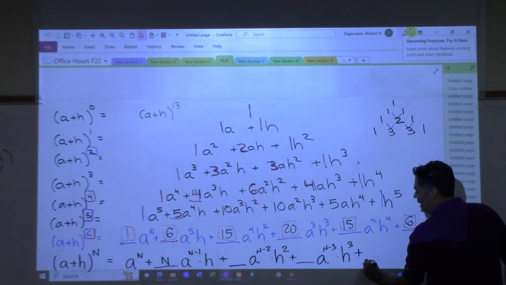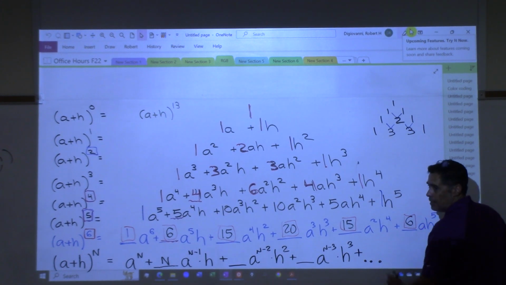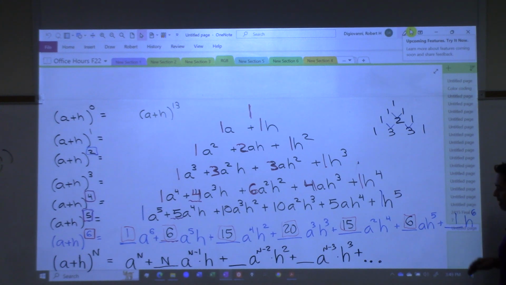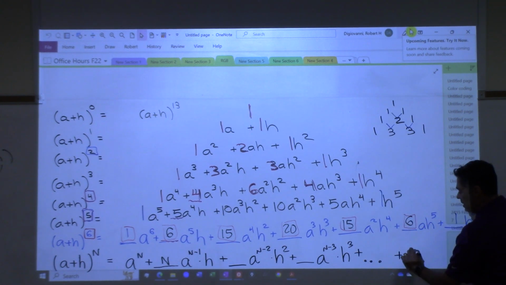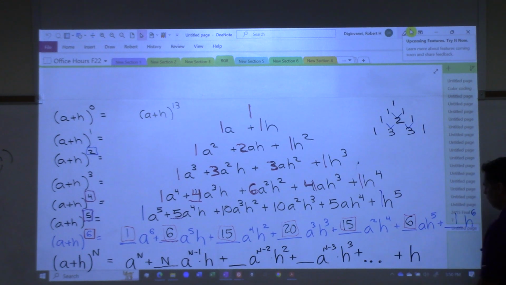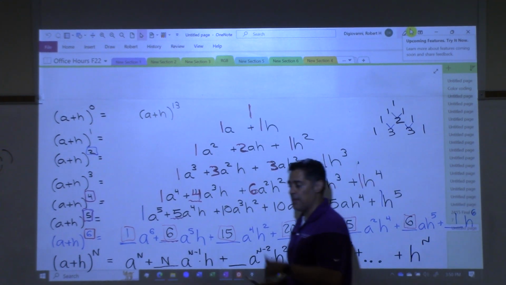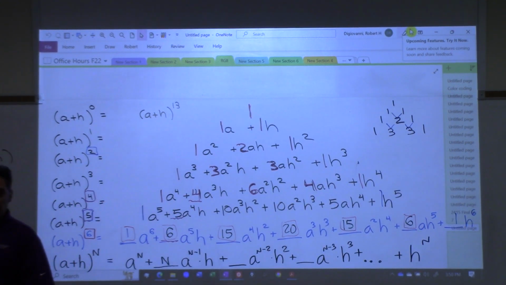Plus dot, dot, dot, meaning there's a bunch of terms in here that keep this pattern. a's are coming down, h's are coming up, until I get to the very, very last one. So what's the number in front of the last one? 1, right? 1, and then h to what power? The nth power, right? The last one is always going to be that variable h, but then to the nth. You all right with that?